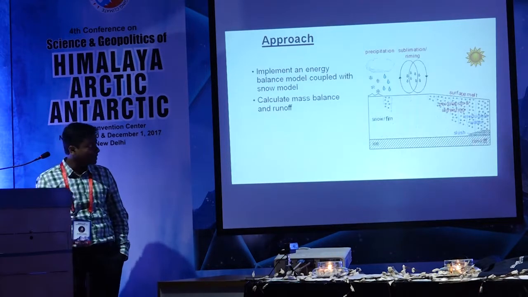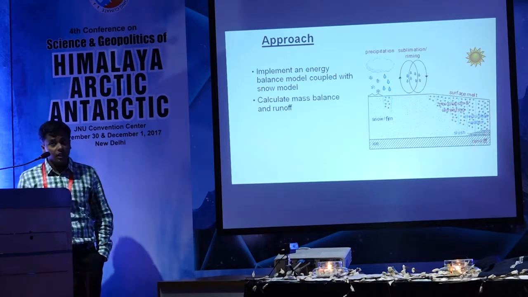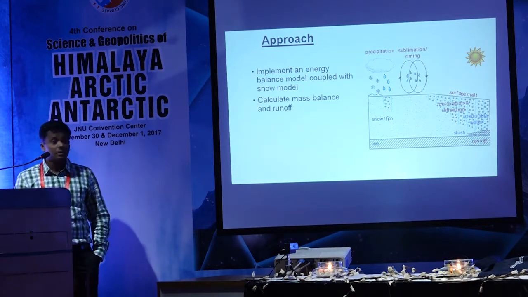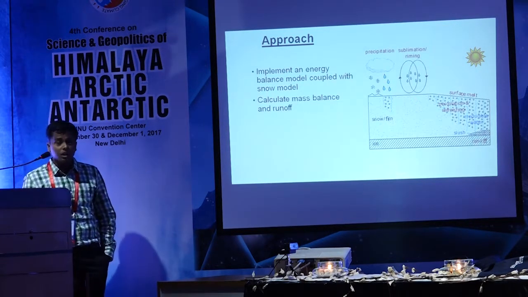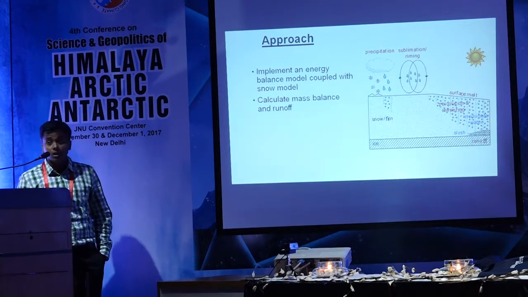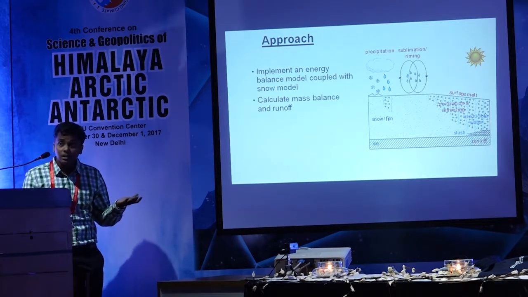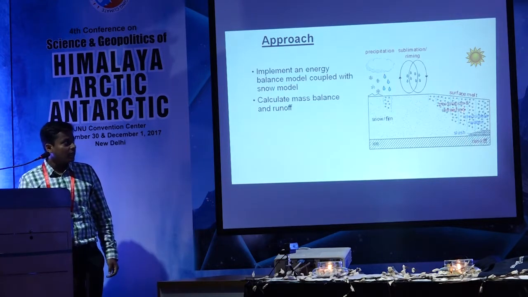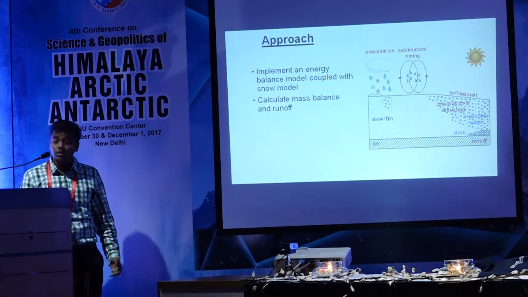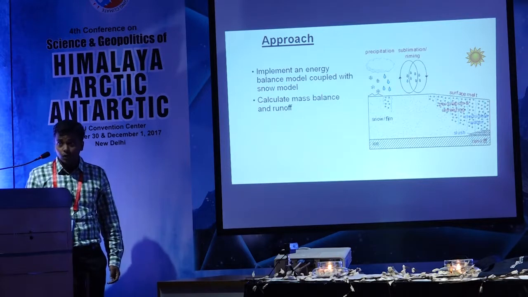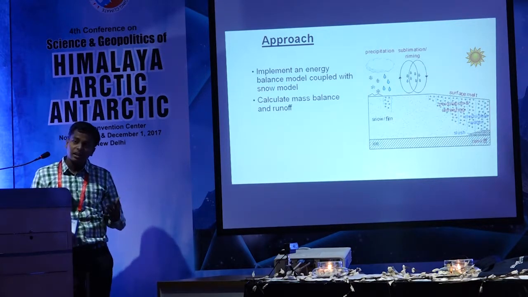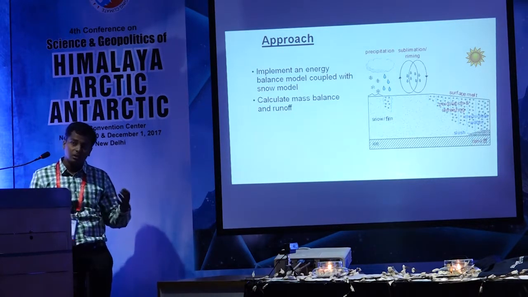To address that, we implemented an energy balance model coupled with a snow model to calculate mass balance and runoff. This is a schematic of a glacier: glacier ice, and on top there is snow. The glacier gains mass through precipitation and drifting, and loses mass through runoff. What is runoff? Basically, the glacier melts on the surface in summer. Some part of the meltwater enters the snowpack, where it refreezes, and then some residual meltwater reaches the interface between ice and snow, where it is ready to leave that point, and that is what is known as runoff, which ultimately ends up in the fjord.